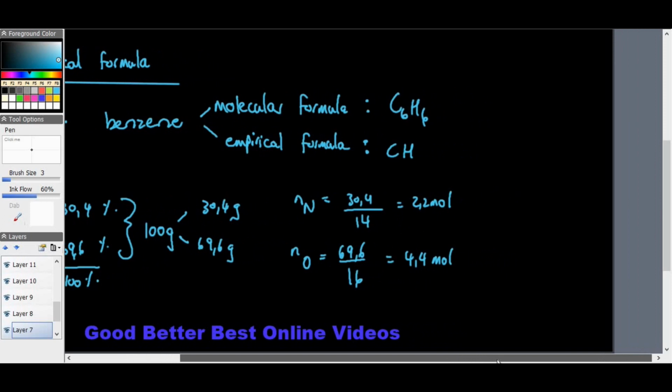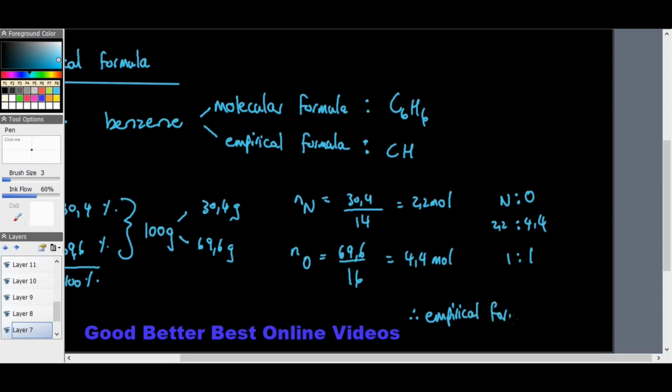So now we can see if we put this in a ratio, the number ratio of N to O is, of course, 2.2 to 4.4. So we're going to divide both sides by 2.2 to get 1 to 2. So therefore, the empirical formula is equal to, or we could just say, NO, of course.